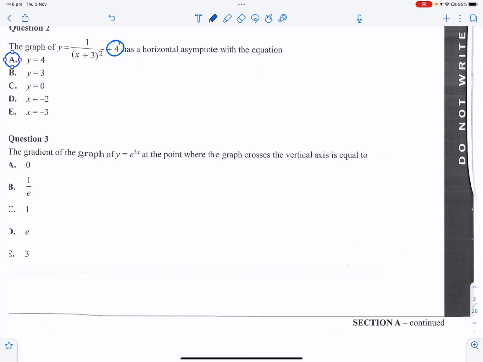The gradient of the graph at the point where it crosses the vertical axis is, geez, that's a bit easy. dy/dx is 3e to the 3x. Vertical axis, x equals 0. So that's 3e to the 0, which is just 3.